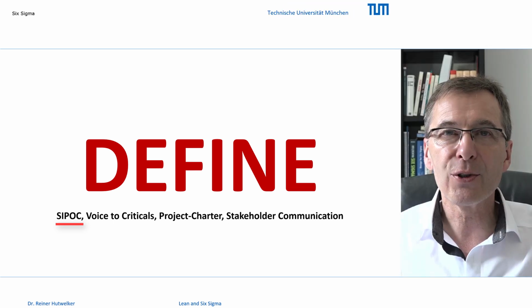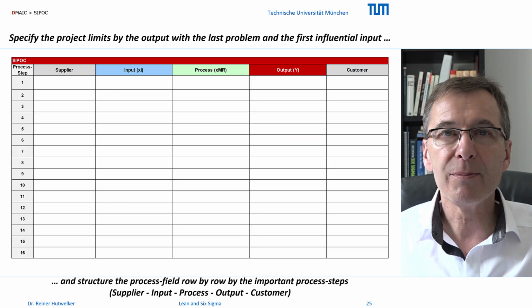The SIPOC is the first tool of the DMAIC for implementing a project. The columns of this simple list are predefined for specifying suppliers, their inputs, the related process steps, the resulting outputs, and their customer. In my opinion, the SIPOC is rather worthless in itself, but it fulfills important purposes in the tool chain.